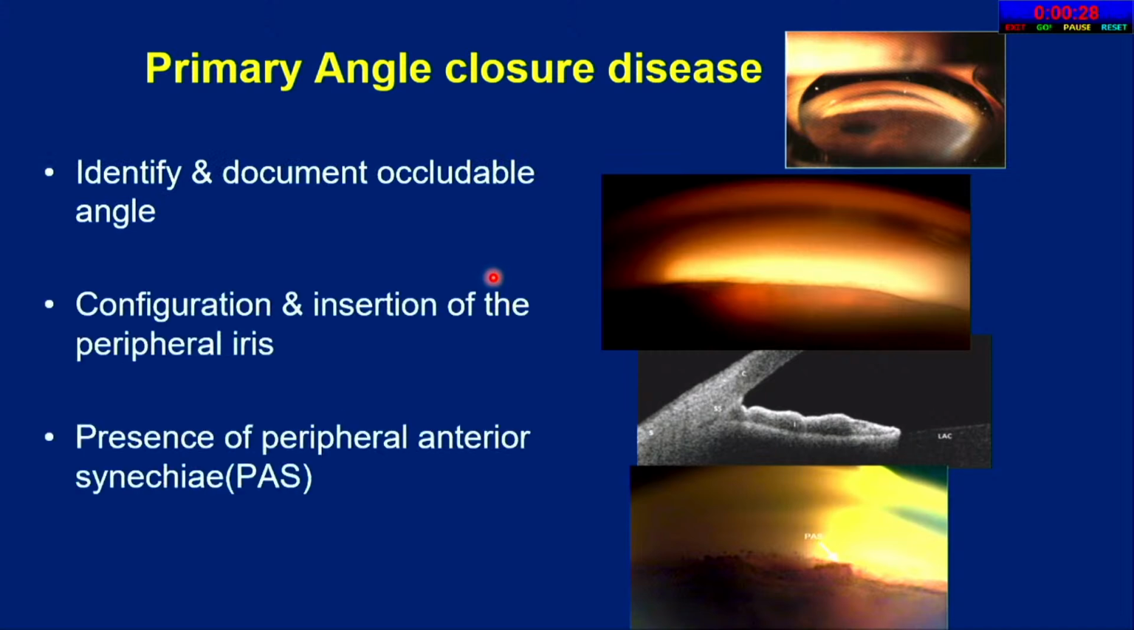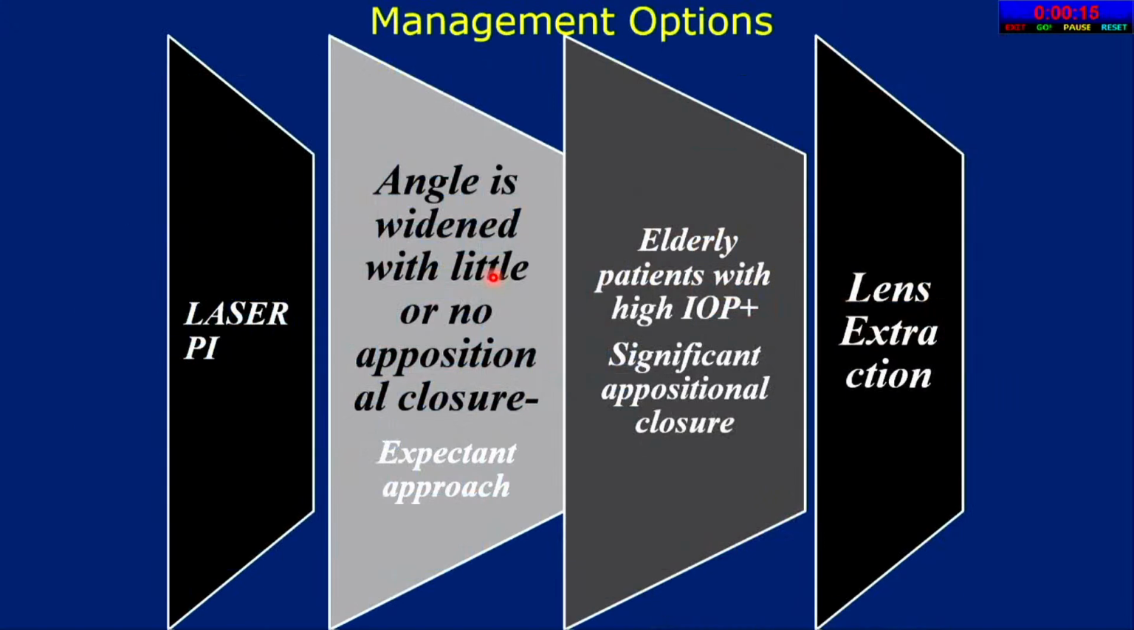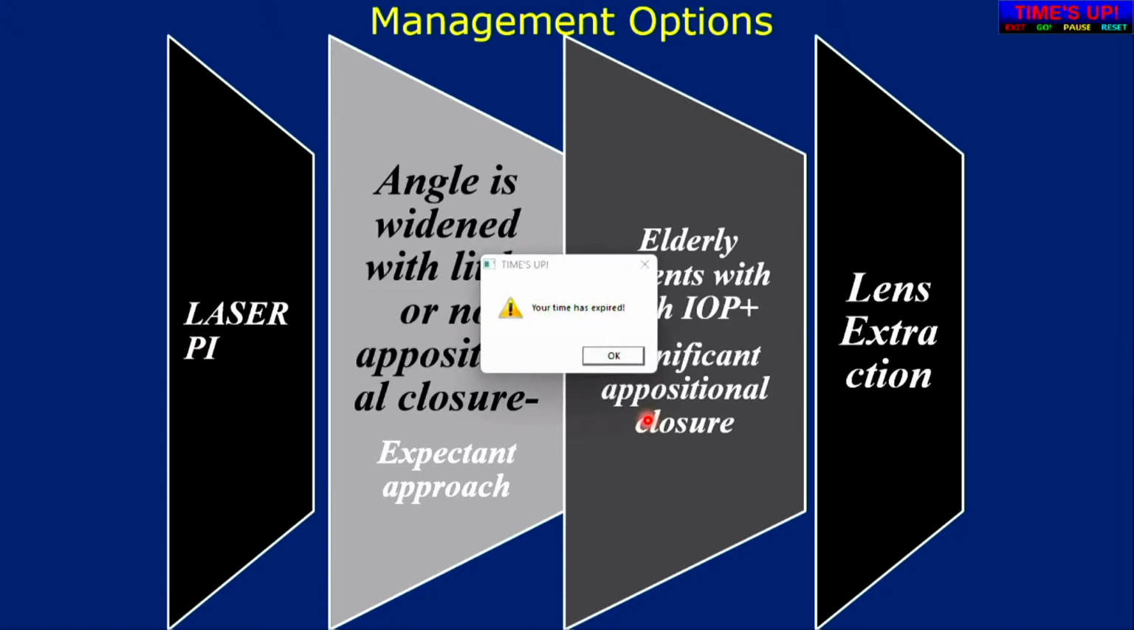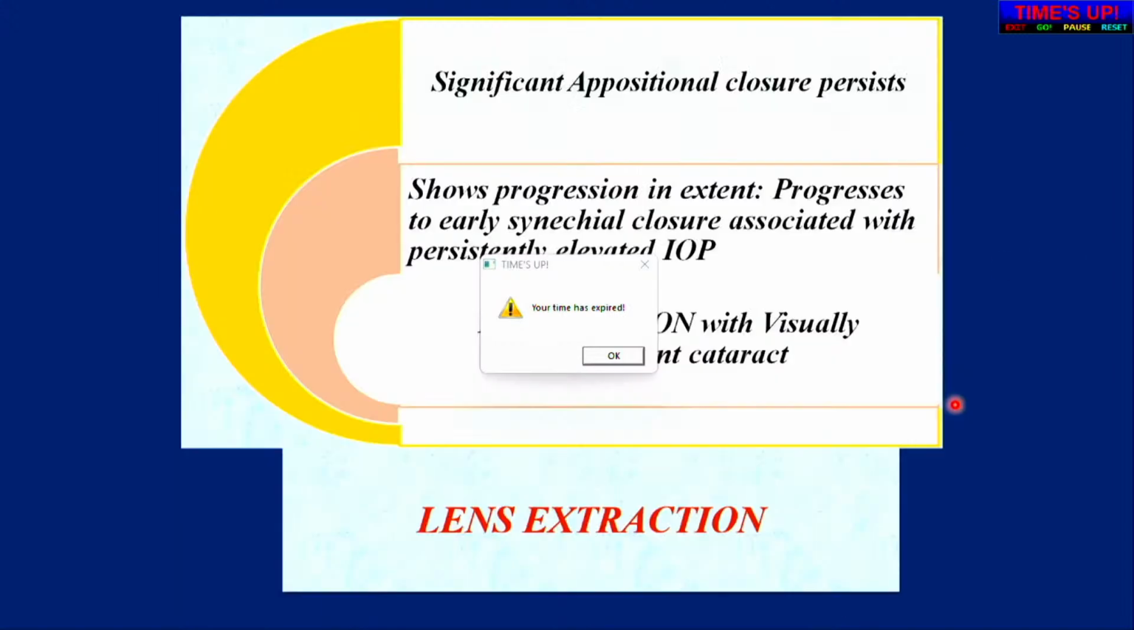So just to recapitulate, when you get a patient with primary angle closure disease spectrum, you have to first identify and document the occludable angle. You have to document the iris configuration. You can do laser PI if indicated, as we have already discussed. If the angle is widened and little or no appositional closure is present, then you can just continue with the expectant approach. However, again to re-emphasize, if the patient has even a little bit of cataract, is a high hypermetrope, or is elderly, they will benefit from early lens extraction.